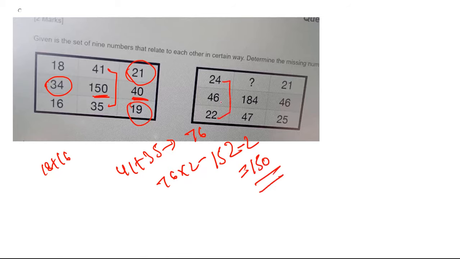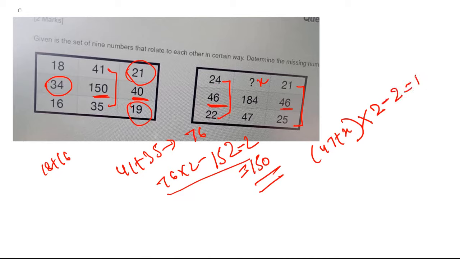You can see here also, if you add 24 plus 22, we will get 46. 21 plus 25, we will get 46. And here what will we be doing? Here we'll be using the same thing. So let's suppose here the number is x. So 47 plus x, into 2. Whatever the number is, we'll be just multiplying this by 2, and minus 2, that will give us 184. That is this middle number.